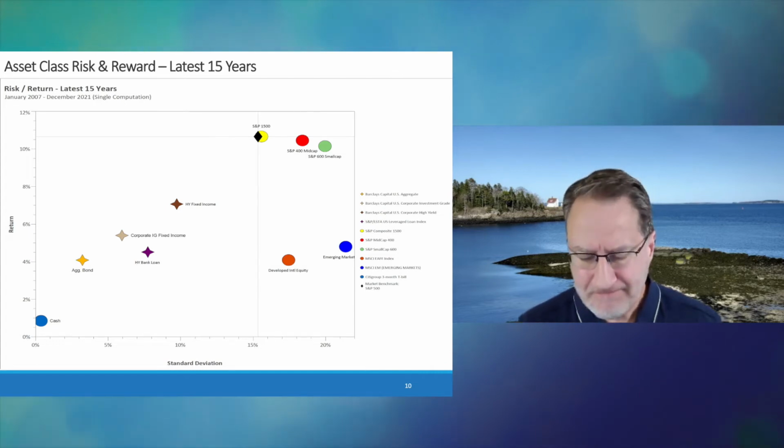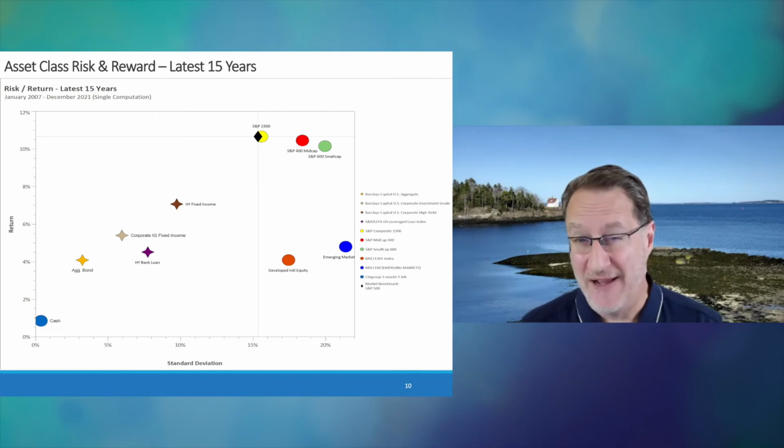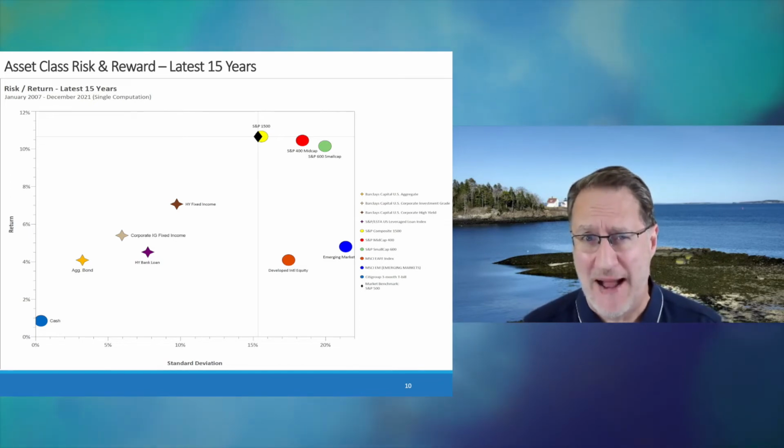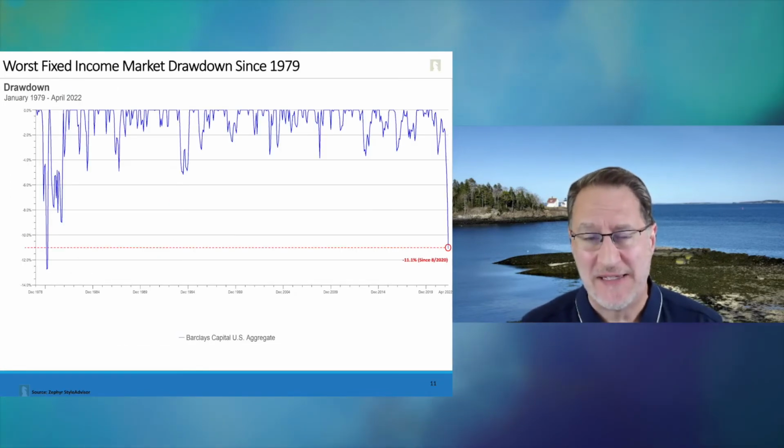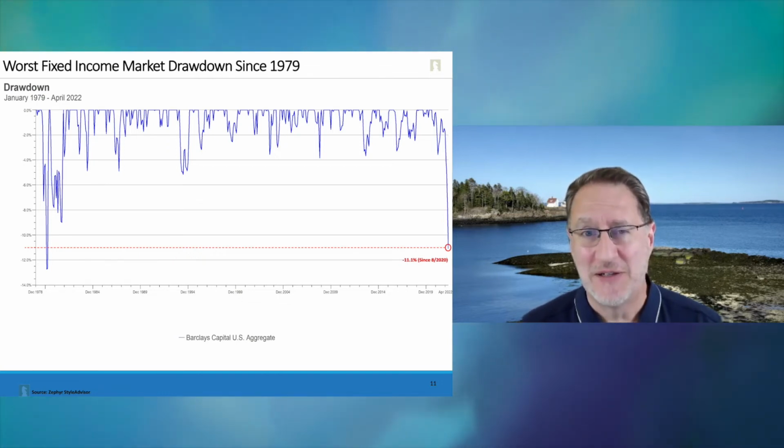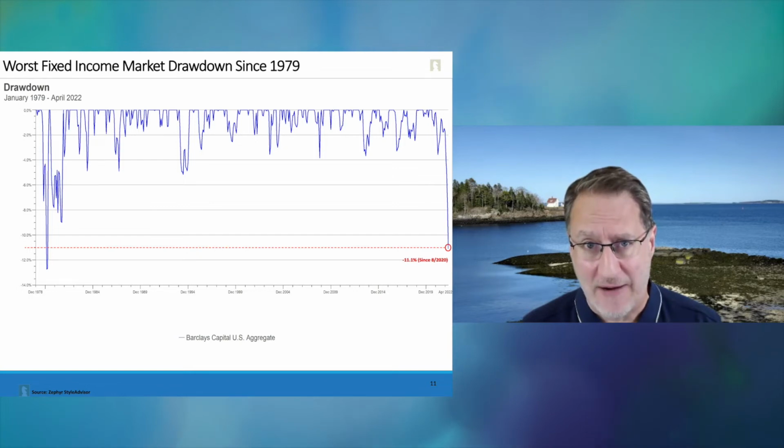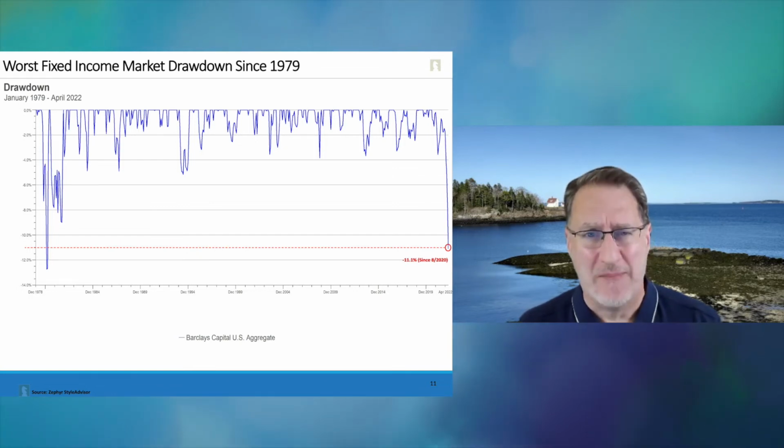And so this just sets things up for where we are today. Let's bring us up to what's happening today. This exhibit is a drawdown exhibit. And for those of you that don't have the joy of seeing these types of exhibits, this is looking at the market. In this case, this is the Barclays Capital aggregate market. So this is the aggregate bond market in the US.